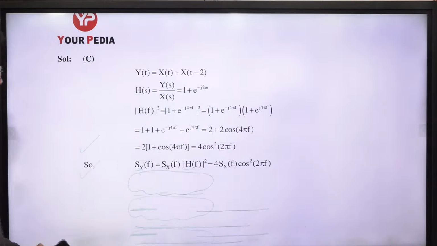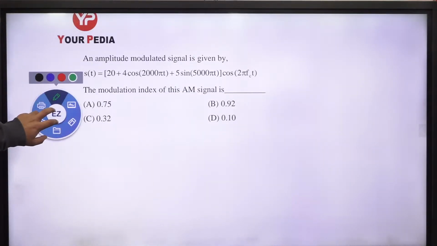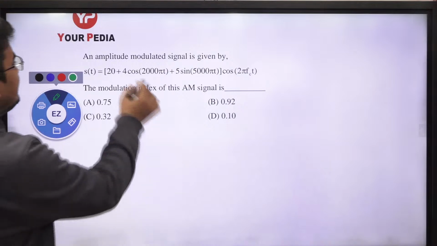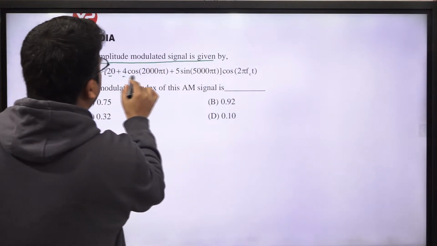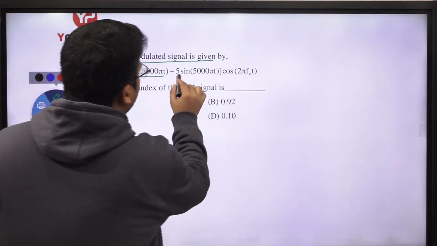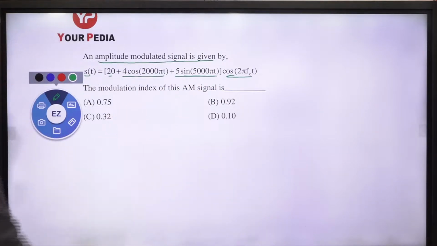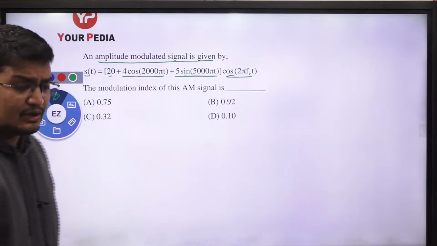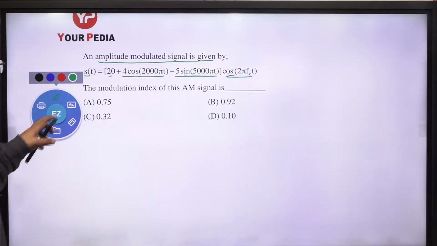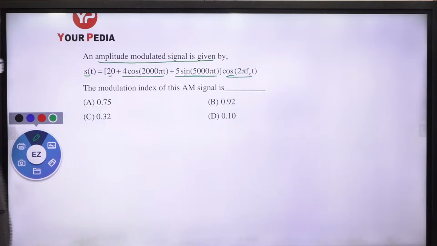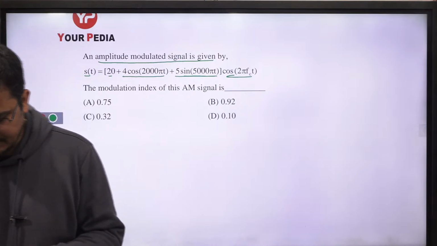Okay, now moving ahead, you can take this file later. Again, tell me the answer for this. An amplitude modulated signal is given by s of t is equal to 20 plus 4 cos 2000 pi t plus 5 sin 5000 pi t, times cos of 2 pi f c t. The modulation index of the AM signal is, don't you think this is a multi-tone modulation? If this is a multi-tone modulation, then what will be the modulation index? Tell me the answer. Do it fast, please.